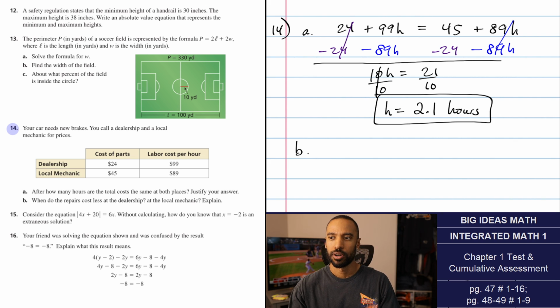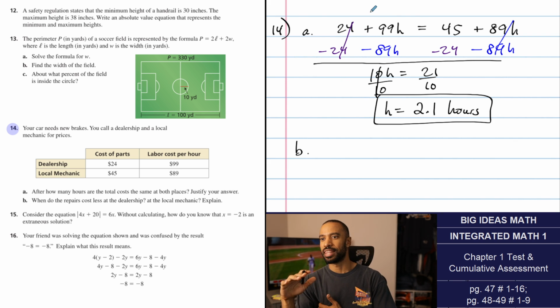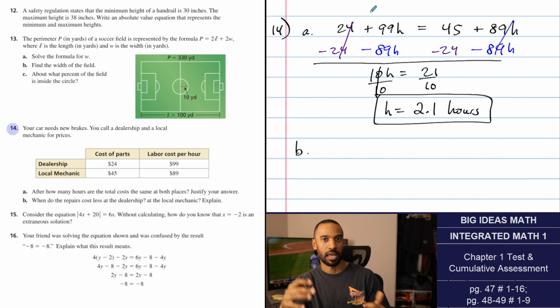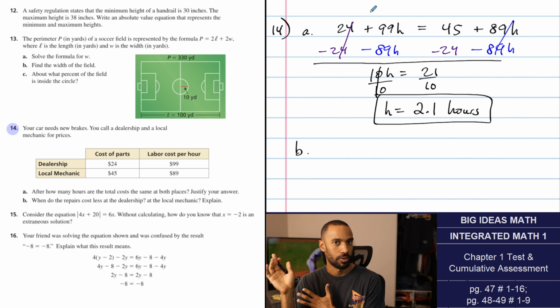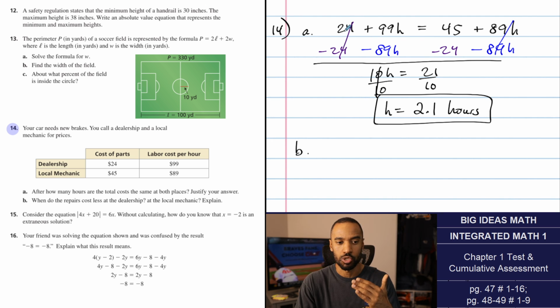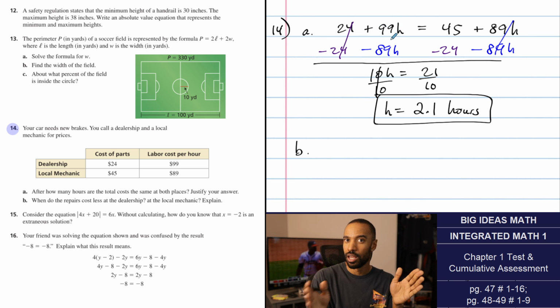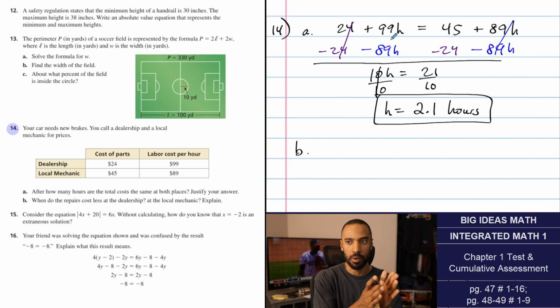If you spend $24 up front at the dealership, let's say you bought the parts and then they didn't work on it at all. You said, never mind, I'm going to take them home. I just got the parts. Thank you. You only spent $24. That means you spent less at the dealership than you would have at the mechanic, where it's $45. Up until 2.1 hours, when they equal the same, you would spend more per hour here, but if you spend fewer hours on it overall, up until 2.1 hours, you'll spend less money overall.